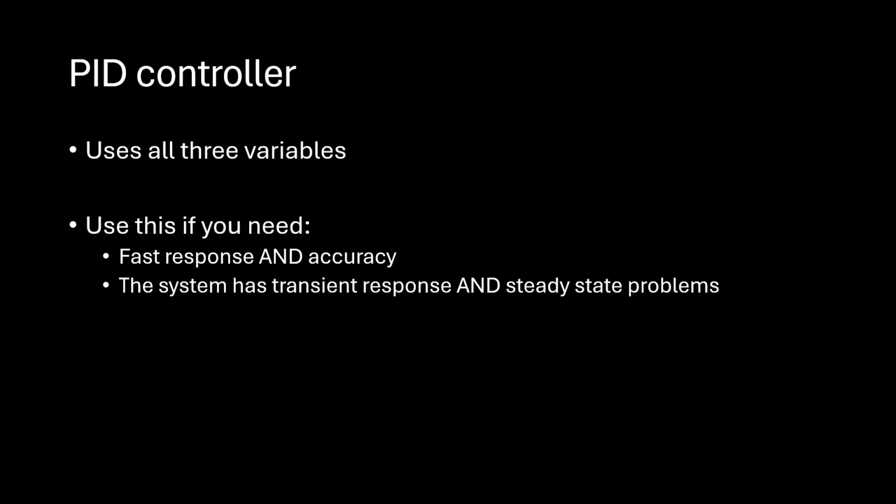Okay, finally we have PID controllers. As you guessed, the PID controller has all three variables: proportional, integral, and differential. Use this if you need fast response and accuracy, and if your system has transient response and steady state issues. Applications are flight controllers, and to be honest, most things will use PID because they will have both transient response and steady state issues since we live in the real world. Applications: flight controllers, robotic arms, cars, cruise control, aeroplanes, helicopters, engine control, process plant control. They will all use PID.